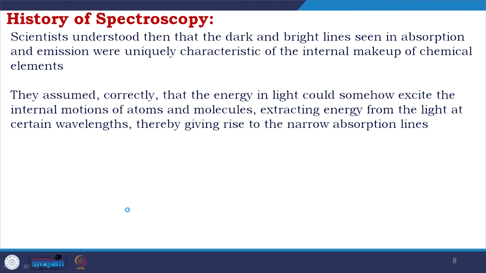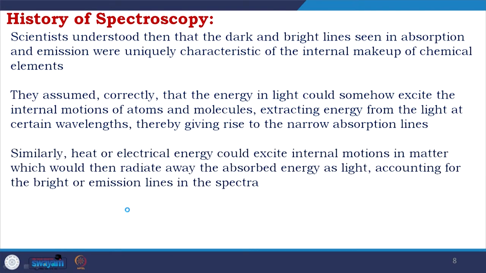At that time, scientists assumed correctly that the energy in light could somehow excite the internal motion of atoms and molecules, extracting energy from the light at certain wavelengths, thereby giving rise to the narrow absorption lines. That is where a very correct direction takes place towards modern spectroscopy.